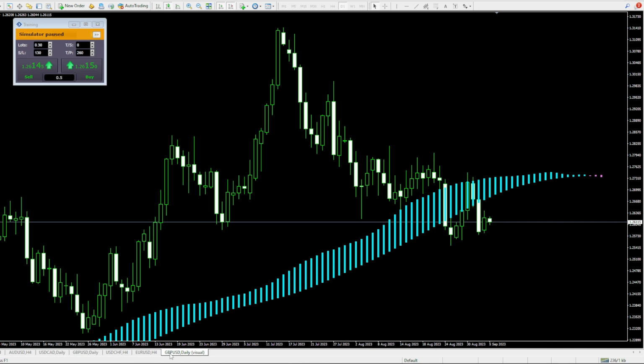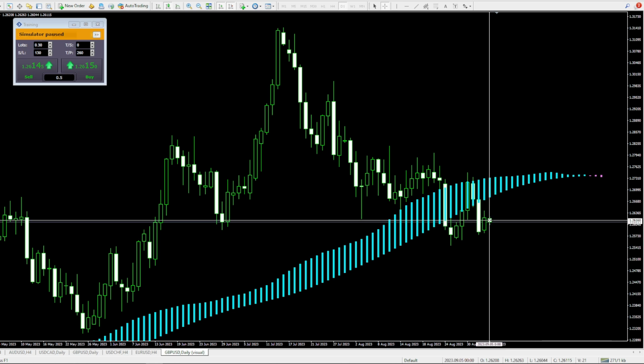For our next example, I've selected the British pound against the US dollar in the daily time frame. From the chart, we can observe that price action has just crossed the trigger zones, which changes color from blue to purple. Additionally, we can see that price action is now closing below, which has caused the color change. Now, once the candle has closed, confirming that we have switched to bearish, we can enter our sell trade.